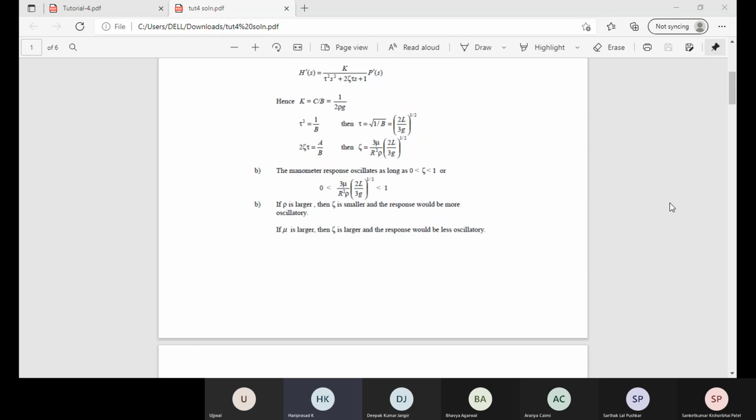Now the question asks how the response would be varying as a function of rho and mu. So you can say rho is inversely proportional, and mu is directly proportional. You would like these values between 0 to 1, so you can give your answers approximately, accordingly, for the range that you would like to fill in. Is this clear or any issues?